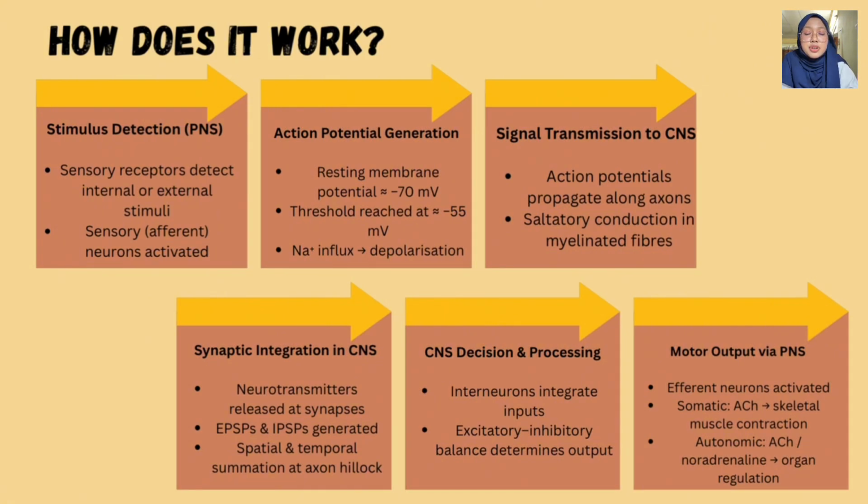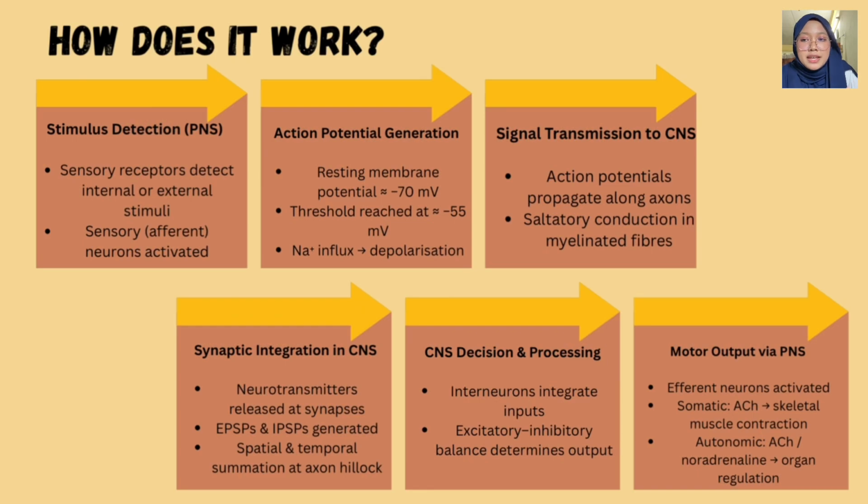The action potential travels along the axon, and in myelinated fibers this occurs through saltatory conduction, allowing faster and more efficient signal transmission. Once the signal reaches the CNS, synaptic integration will occur. This is where the neurotransmitter will be released at the synapse, producing excitatory or inhibitory postsynaptic potentials. These signals are summed spatially and temporally at the axon hillock.